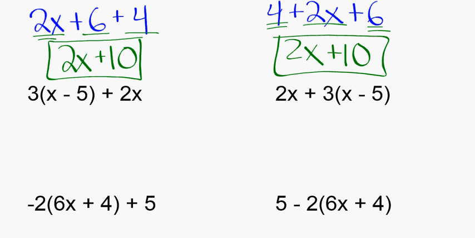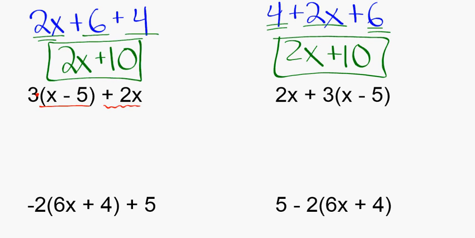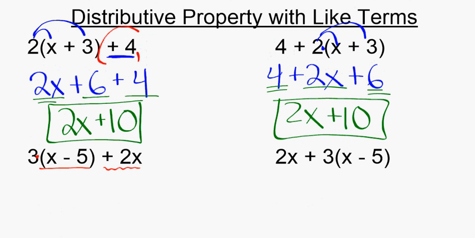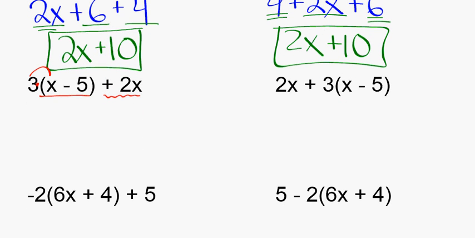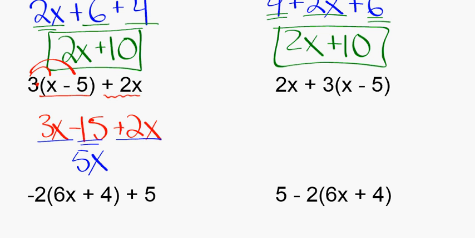Next example. We have multiplication of 3 times x minus 5, and then we are adding 2x. Doesn't matter if you're adding an x term or if you're adding a constant like in the previous problem. Whether you're adding a constant or an x term, no difference. So go ahead and distribute 3 times x, which is 3x, and 3 times negative 5, which is negative 15. Now we can go ahead and add our 2x. Now when we combine like terms, we're combining the 3x and 2x to make 5x, and that negative 15 is what does not change.